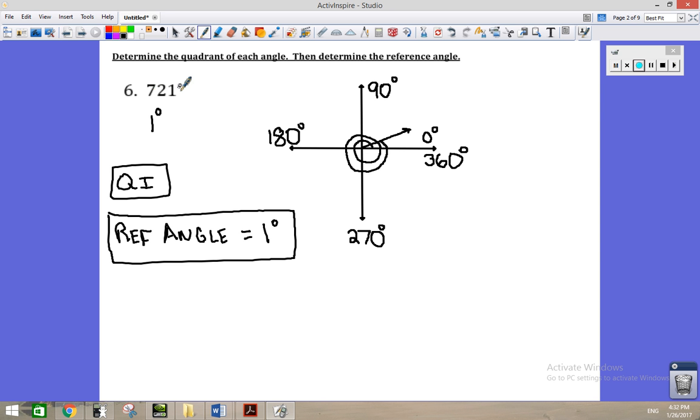And we say that 721 degrees lies in quadrant 1, so do all of the angles coterminal to 721, which means that 1 degree also lies in quadrant 1. Now, this 0 was our initial point. Our 1 degree was right here. That's exaggerated, not drawn to scale.